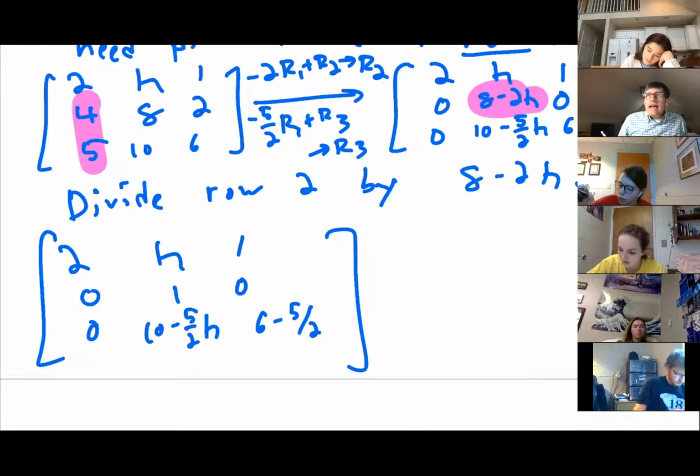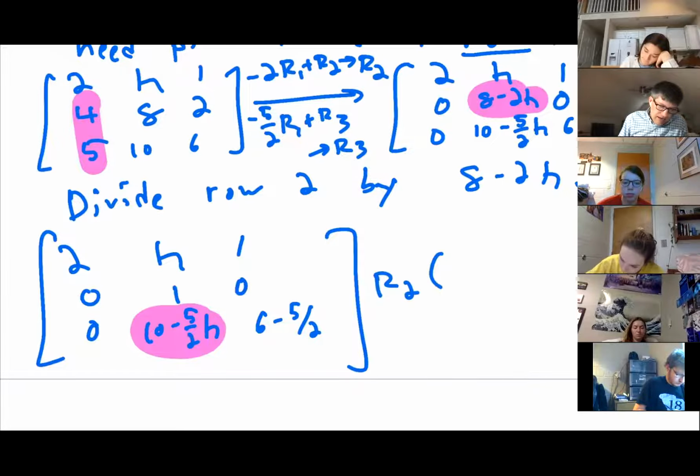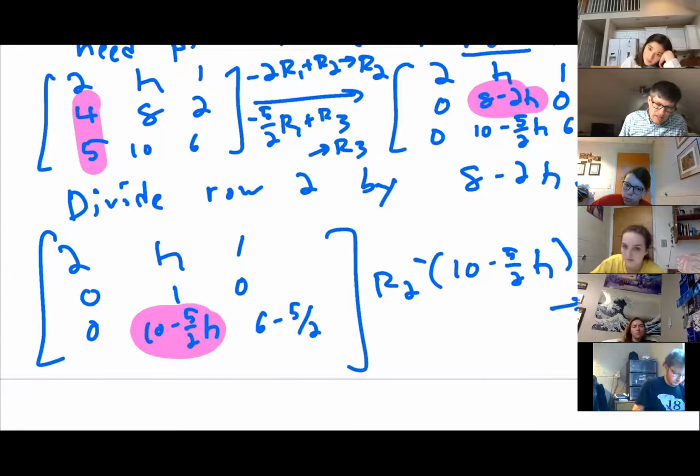And then I definitely need to get rid of this thing right here. I've got to get a 0 there. So what I might do is multiply row 2 by 10 minus 5 halves h, put a negative in front of it, and add it to row 3. That becomes my new row 3. Now that seems pretty gross. Oh no, that's not so bad. Sorry, I thought it was a lot worse than it was.